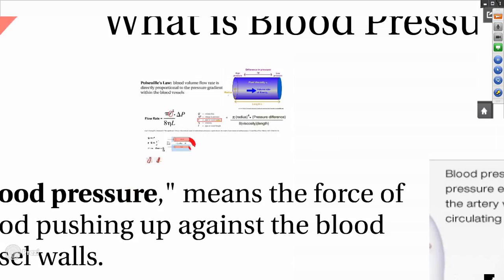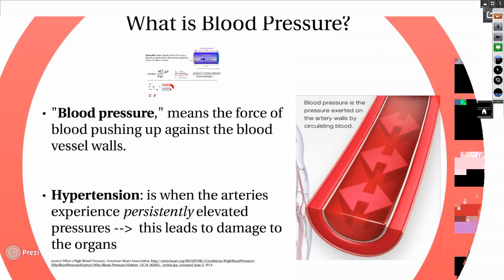So let's go back to our question. Blood pressure is this flow pushing up against our vessel walls. That's what blood pressure is. Hypertension occurs when the arteries experience persistently, italicized, elevated pressures, which leads to damage to our organs.